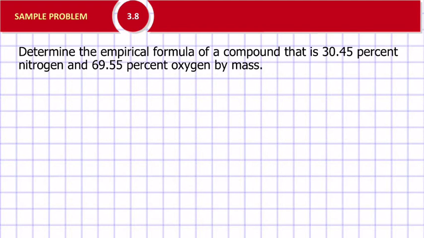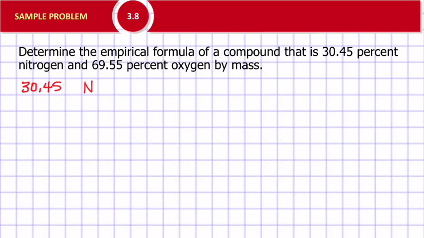Determine the empirical formula of a compound that is 30.45% nitrogen and 69.55% oxygen by mass. So the first step in finding the empirical formula is to determine the amount of each element in mass, the grams. So here we're given a percent. 30.45% nitrogen. If I have 100 grams of this compound, what mass of nitrogen do I have? What is 30.45% of 100? It's 30.45, right?